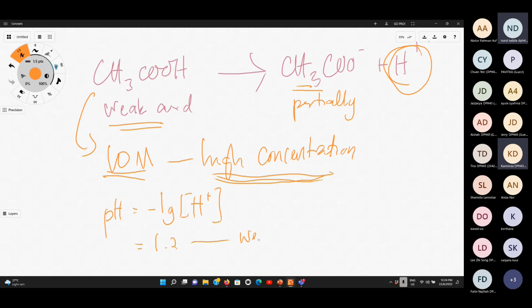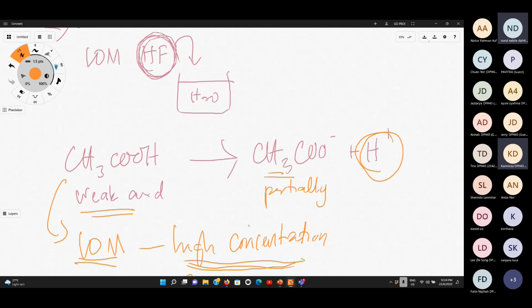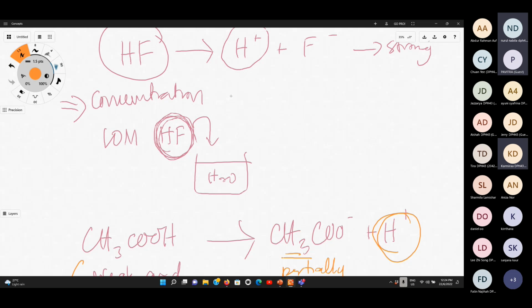But it is still a weak acid. Remember, a weak acid can still have a high pH reading, just like a strong acid could have a low pH reading. It depends. It's very technical. We have to look from many aspects. So that's why we have to choose the most accurate answer.